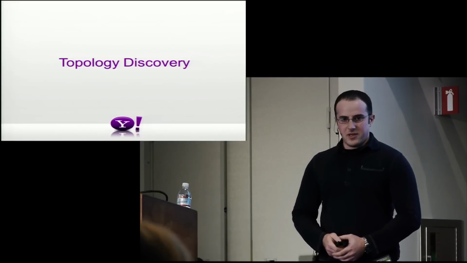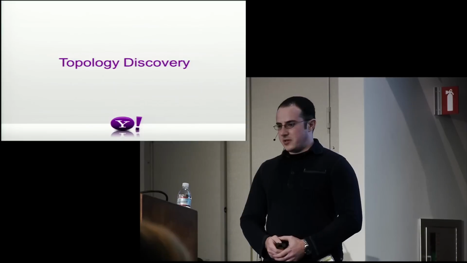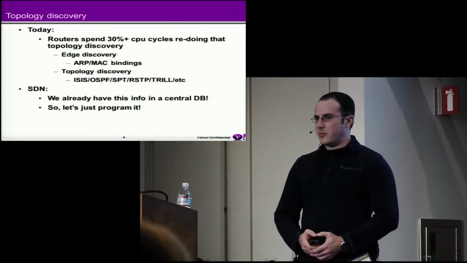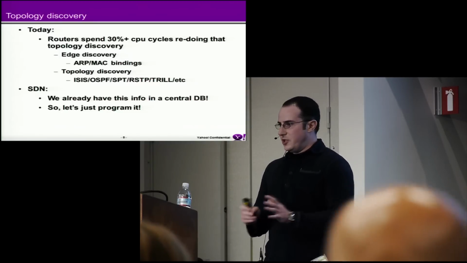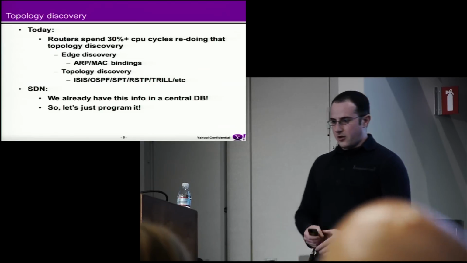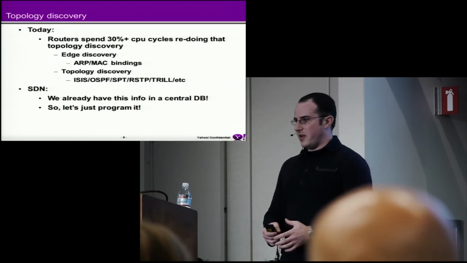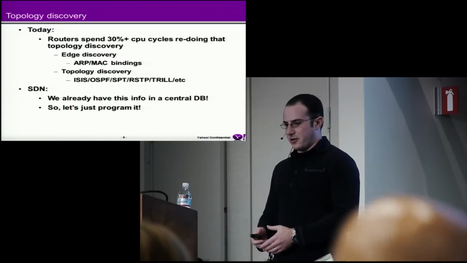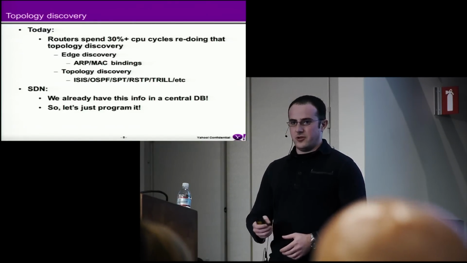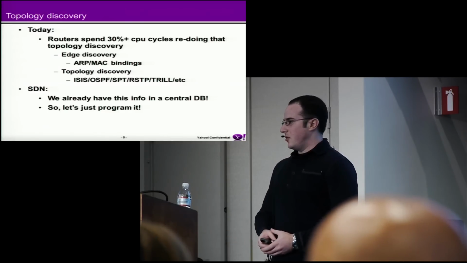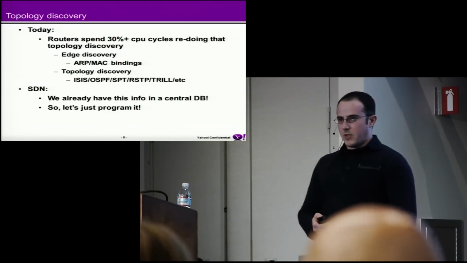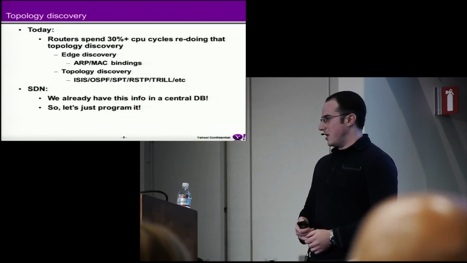So one of the problems facing warehouse-scale data centers has been topology discovery. Today, the routers are spending about 30% of their CPU doing nothing but redoing that topology discovery that we actually have in our databases. They're doing ARP and MAC binding discovery very often, every 30 seconds, for every node in the data center. On top of that, they're then doing ISIS, OSPF, spanning tree, rapid spanning tree, TRILL, SPB, you name it, in order to figure out where the topology recursively resolves to. That's highly inefficient, especially since I already have all this in the database.